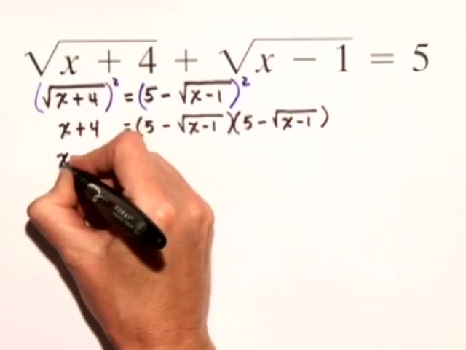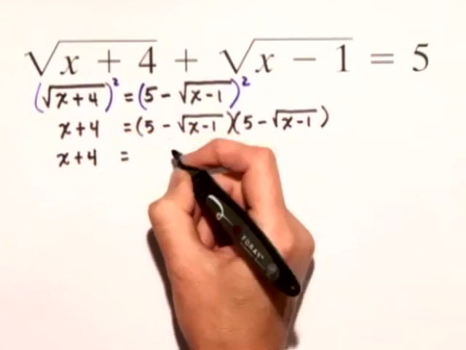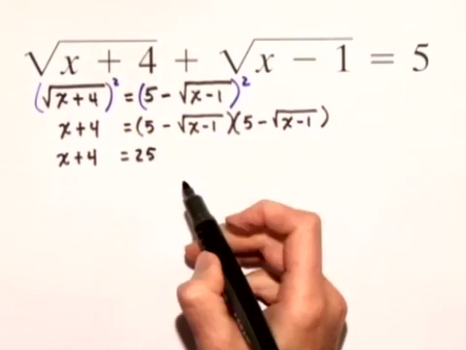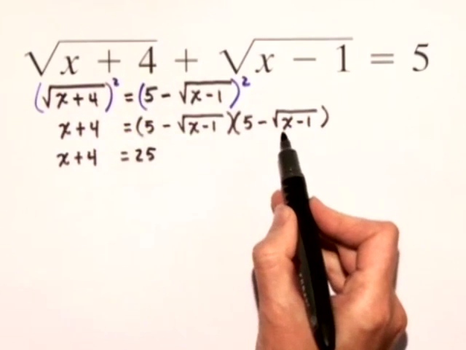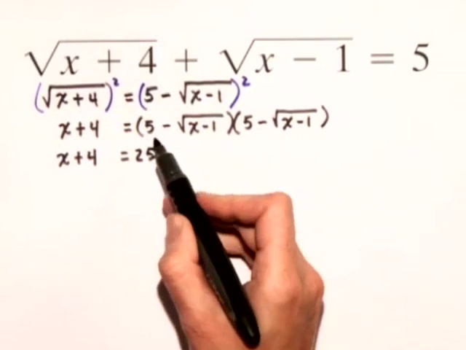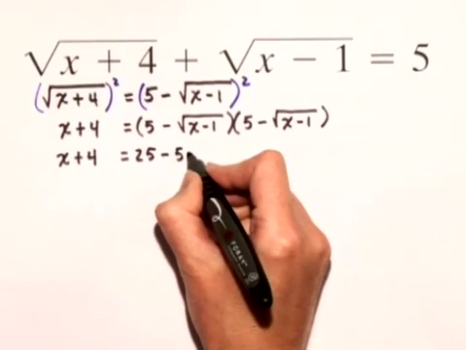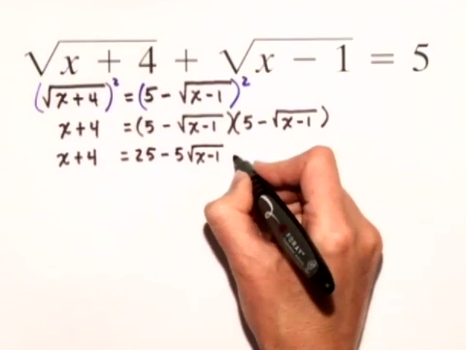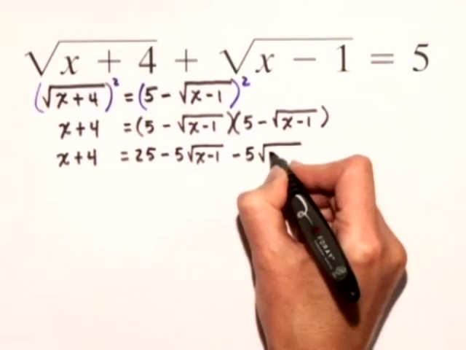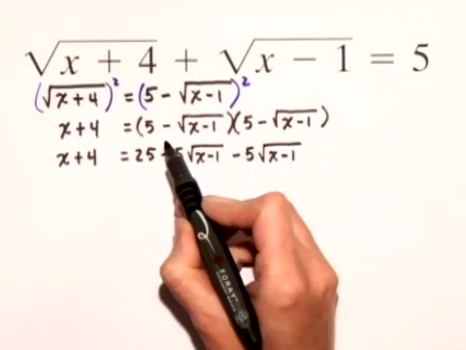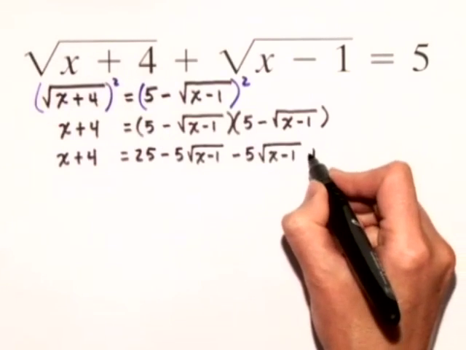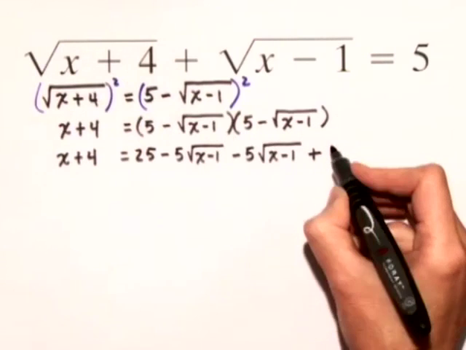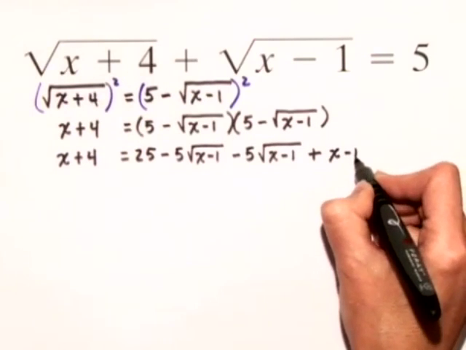So on the left-hand side, we just have x plus 4 equals, let's see, 5 times 5 gives us 25. The outside terms give us negative the square root of x minus 1 times 5, so that's minus 5 times the square root of x minus 1. The inside terms also give us minus 5 times the square root of x minus 1. And notice the last two terms, negative times a negative is a positive. The square root of x minus 1 times the square root of x minus 1 is just x minus 1.